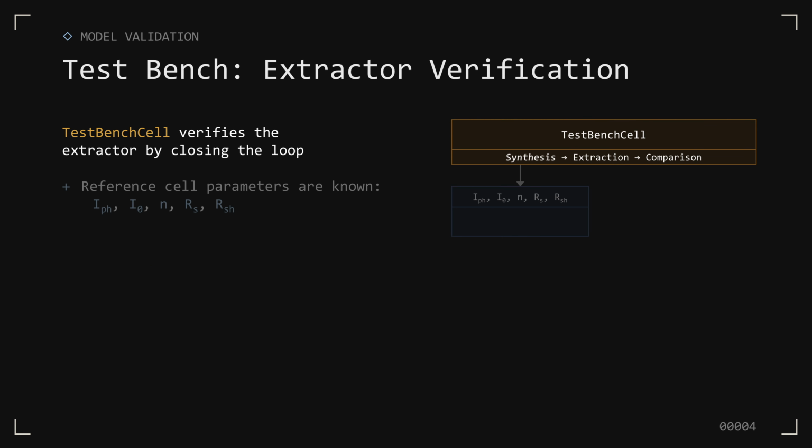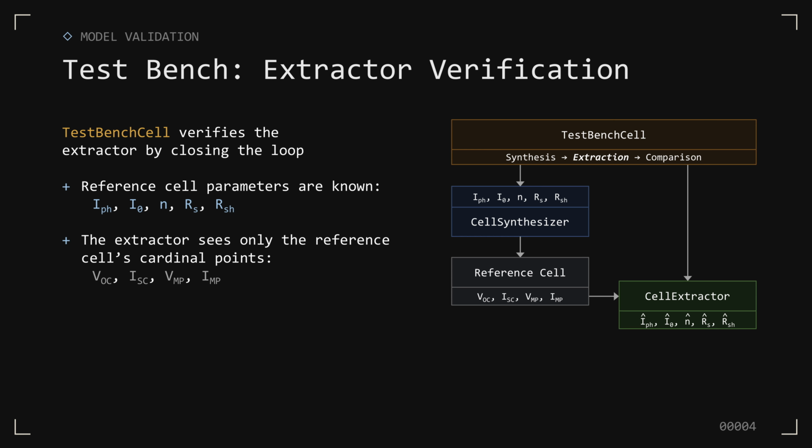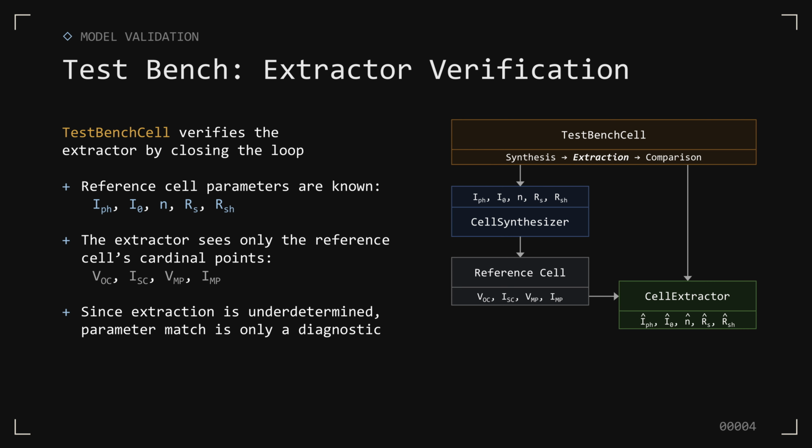At this point, TestBench has the complete 5-model parameter set, and cell synthesizer can create a reference cell. The reference cell runs the forward model to obtain its cardinal points. As each reference cell is generated, TestBench hands the 4 cardinal points to cell extractor. The extractor runs and creates a new cell object with estimated values for all 5 model parameters. It does that with no visibility into the reference cell's actual values, which makes it equivalent to extracting from a datasheet. The model parameter solution is not unique, so the 2 parameter sets, one from the reference cell and one from the extractor, aren't expected to match.